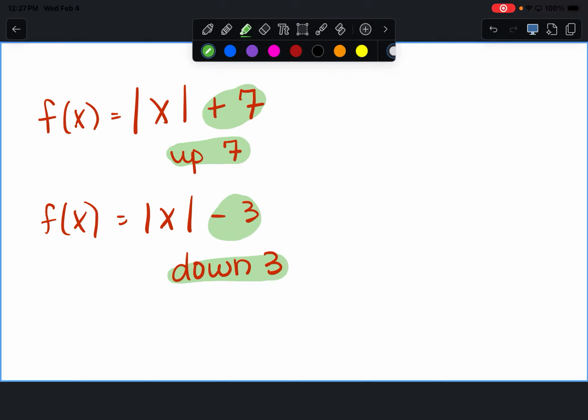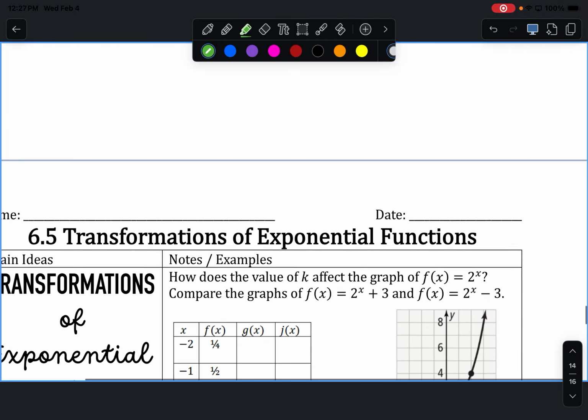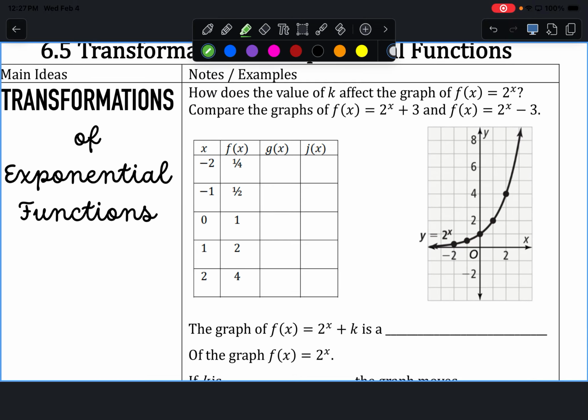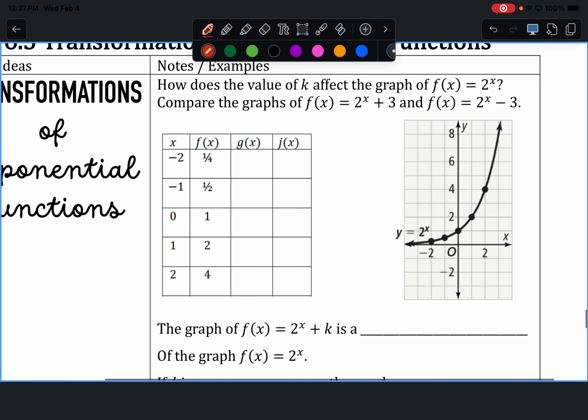That's essentially just a vertical shift, okay? And that's what we're going to start with. So on our 6.5 paper, it says, how does the value of k affect the graph of f of x equals 2 to the power of x? So we're going to compare the graph of f of x, which is the one that is already graphed in black, to the functions g of x and j of x. I forgot to rechange that from f. So this first one is going to be g, and the second one is going to be j.